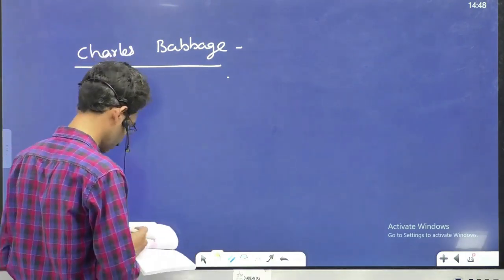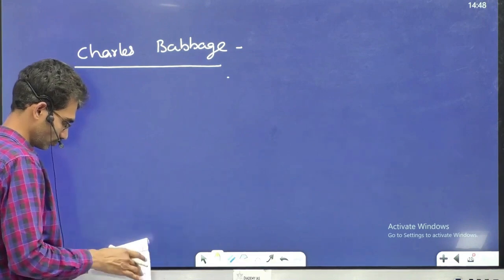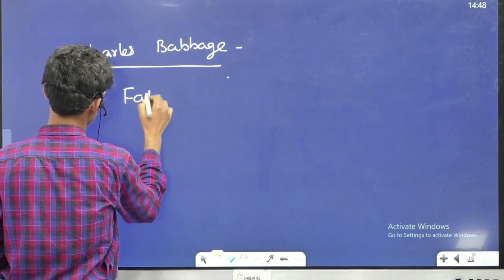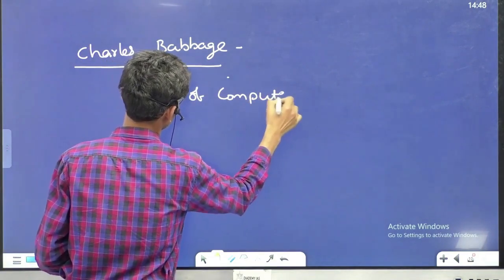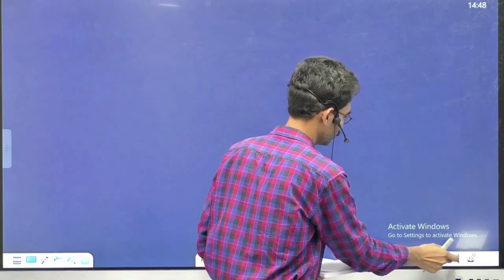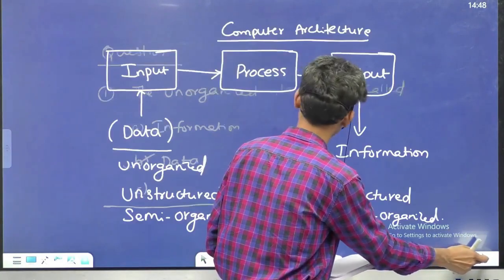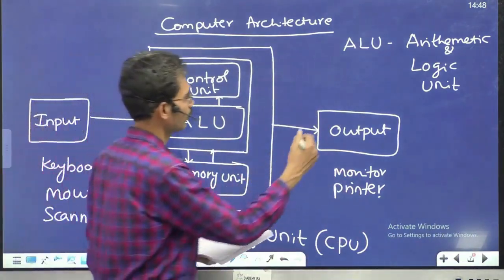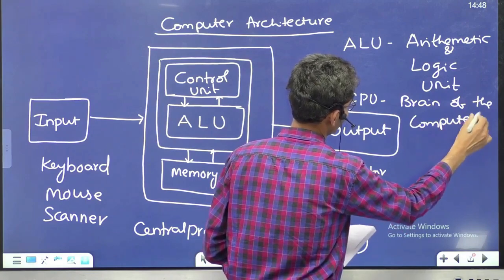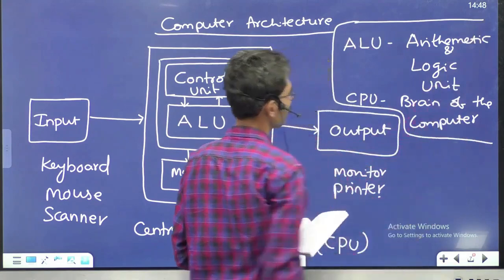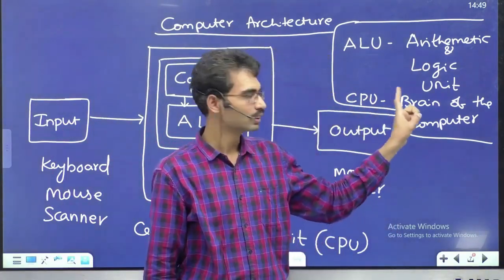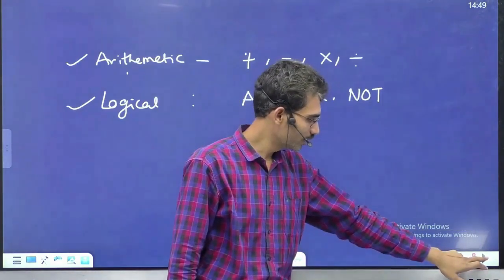So here you can see some biological terms, like father of computer. Likewise, the CPU is called the brain of the computer. CPU is the brain of the computer, because whatever our brain performs, this task is taken by the central processing unit. That's why it is called the brain of the computer.